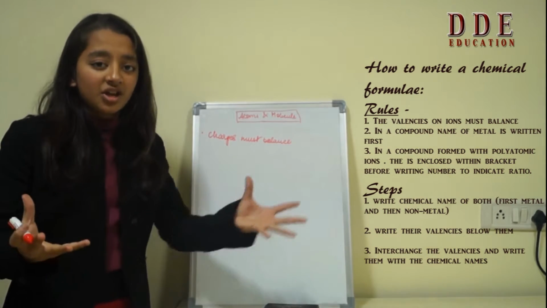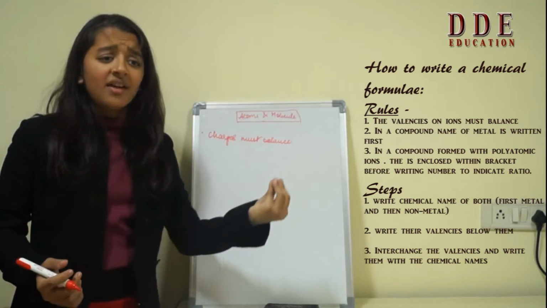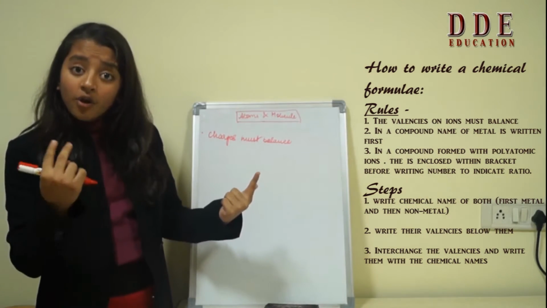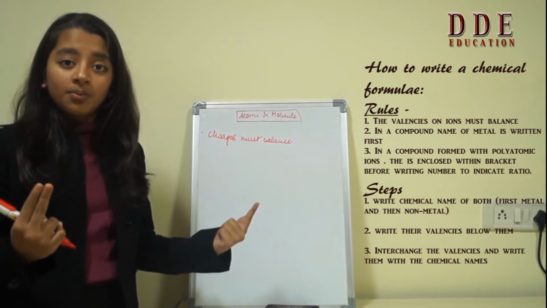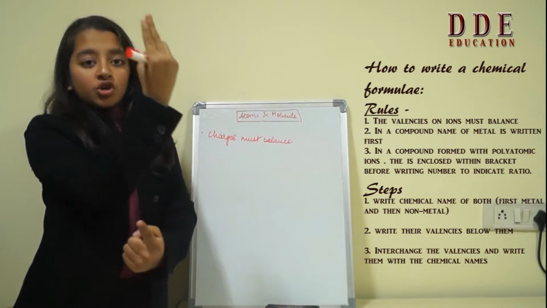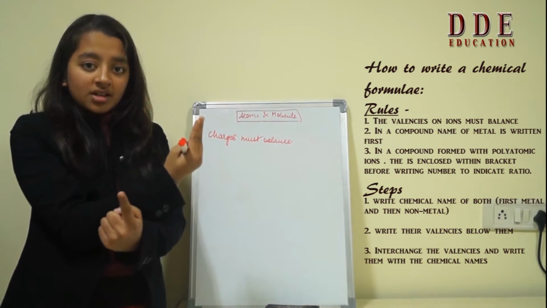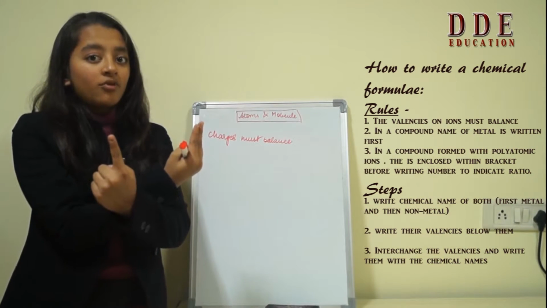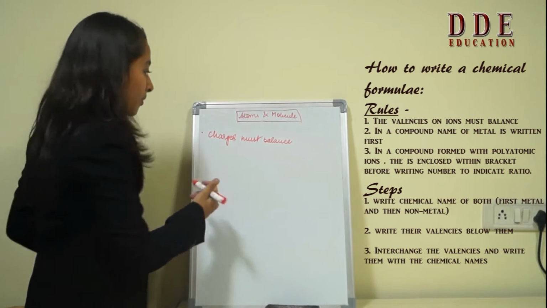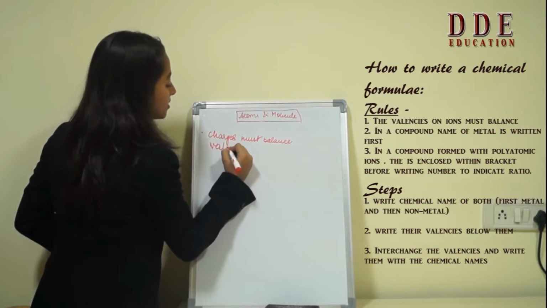Like in H2O, the valency of hydrogen is 1 and of oxygen it is 2. So we have to balance and we will just reverse it. So we will take 2 atoms of hydrogen and 1 atom of oxygen. That would give us our required formula. Valencies must balance.